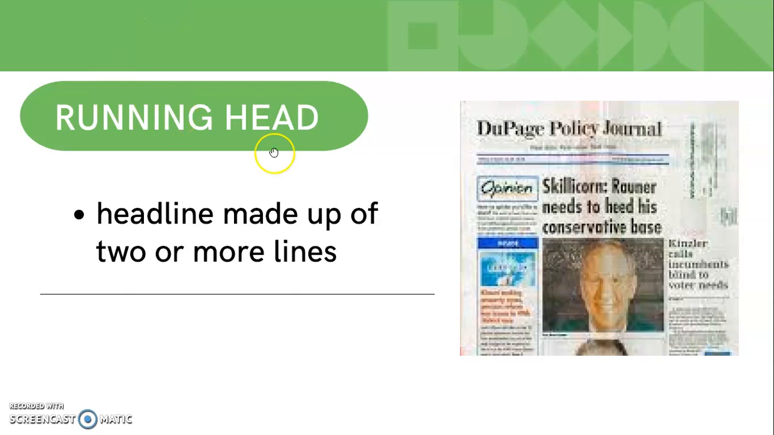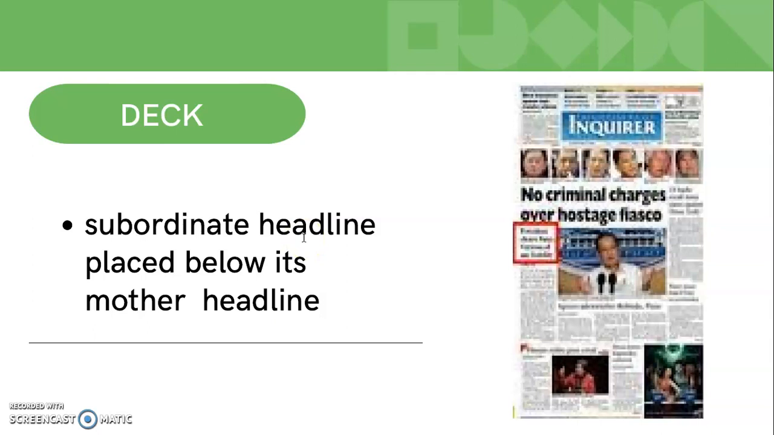So, now, we have here the running head. Diba yung headline po, again, is the title of a news story or an article. And so, running head is the term we use for a headline made up of 2 or more lines. Just like, for example, this one. So, this is considered a running head since meron po siyang 3 lines. Okay? So, running head. And now, let's talk about the deck.